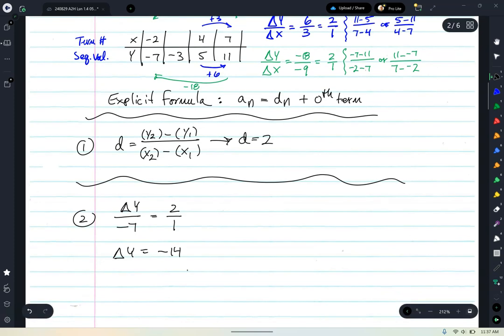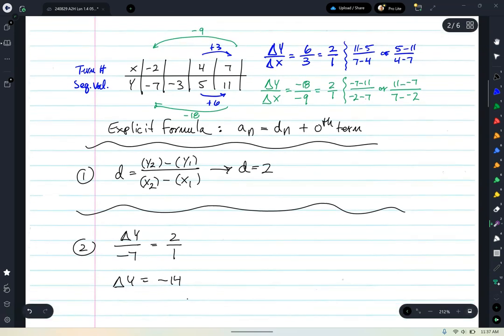So if we were talking about the 7th term, I went 7 steps backwards to find my 0th term. That means I have to start here and take 14 steps backwards. If I start at 11 and take 14 steps backwards, where am I going to end? You're going to end at negative 3, right? 11 back to 0, and then 1, 2, 3 more. So I'm going to end up at negative 3.